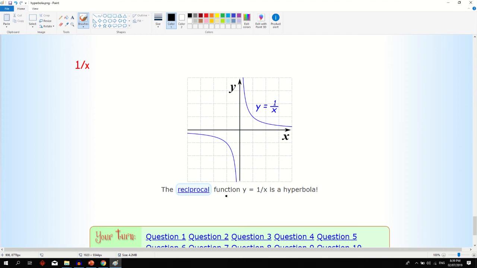The reciprocal function, y equals 1 over x, is a hyperbola. So 1 over x is a hyperbola. Do you know why 1 over x is like this?